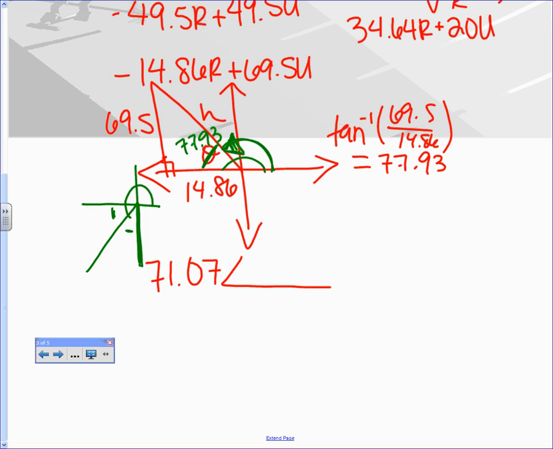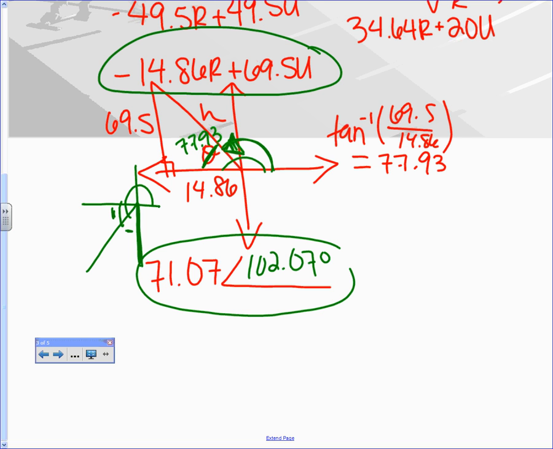You do whatever this angle is, you add it to 180, because you go 180 and then you go a little bit more. So what angle would I actually put right here? And that is my answer. You got to put both. Y'all see how that works? Any questions?